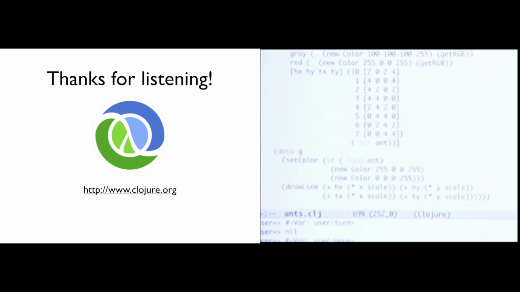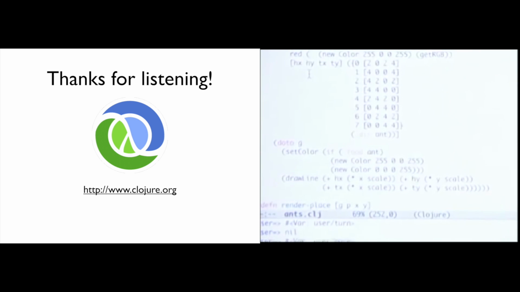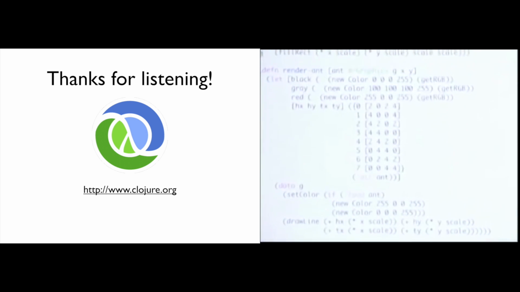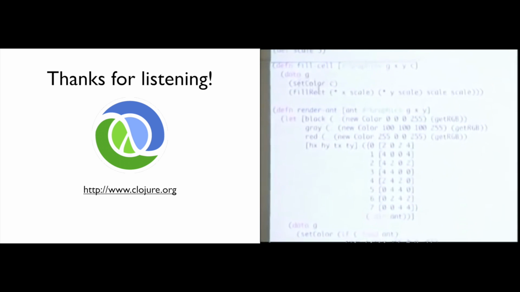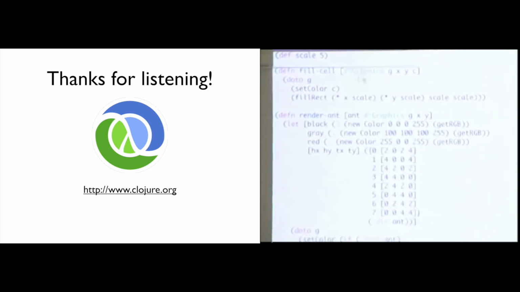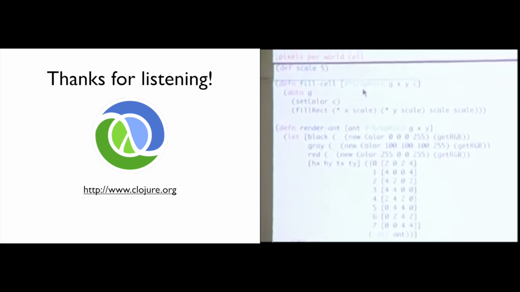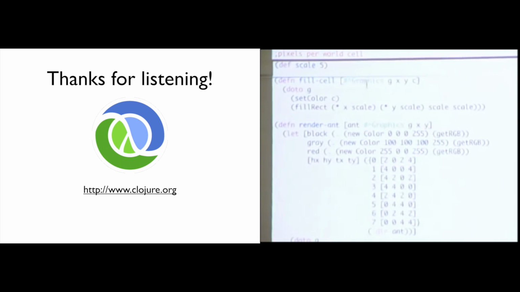And finally, we had a helper function we saw. We filled cells in green and red and whatever. And so fill cell is a helper function that just takes the graphics context and does this. This is an interesting thing right here we haven't seen before, which is sharp caret. This is a metadata literal.